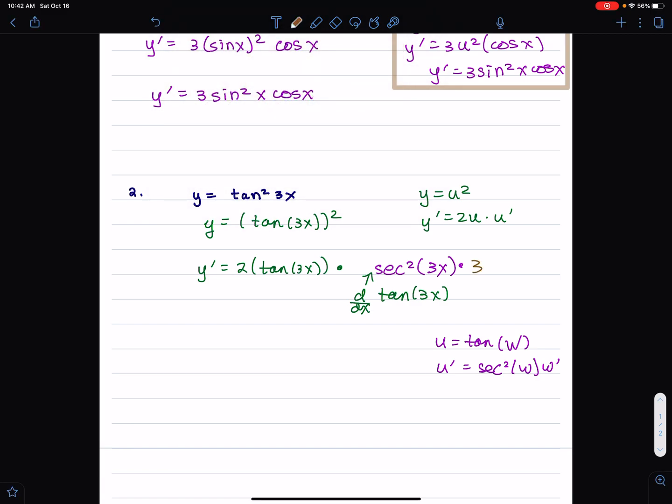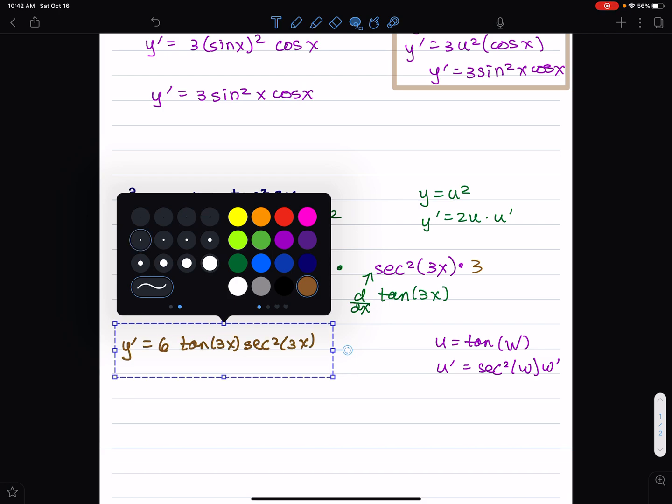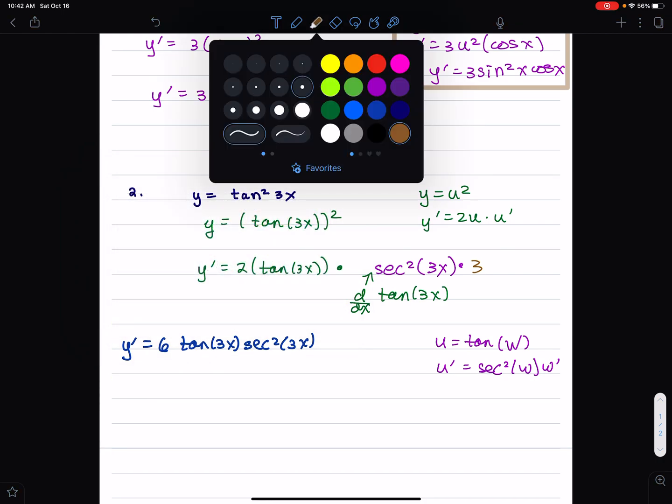It's a lot. It's all multiplication here. Let's multiply the 2 and the 3 to put in the front to make it look better. Y prime equals 6 tan 3x times secant squared 3x. Is that too much? Can you handle it? And the answer is you can handle it. You can do it. People have been doing this.